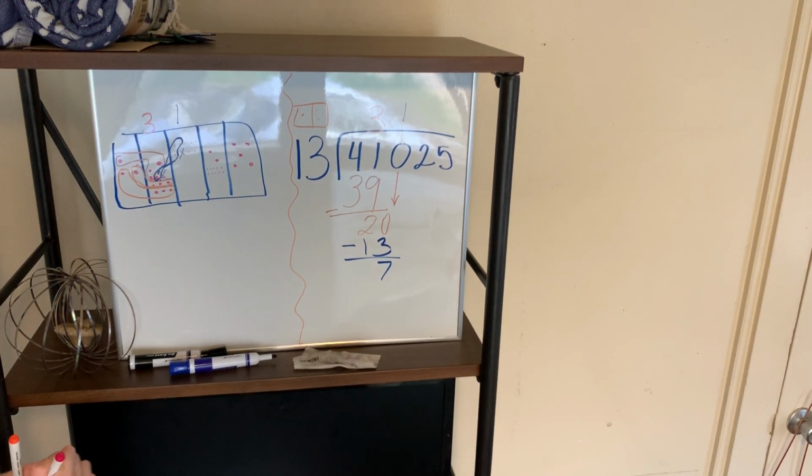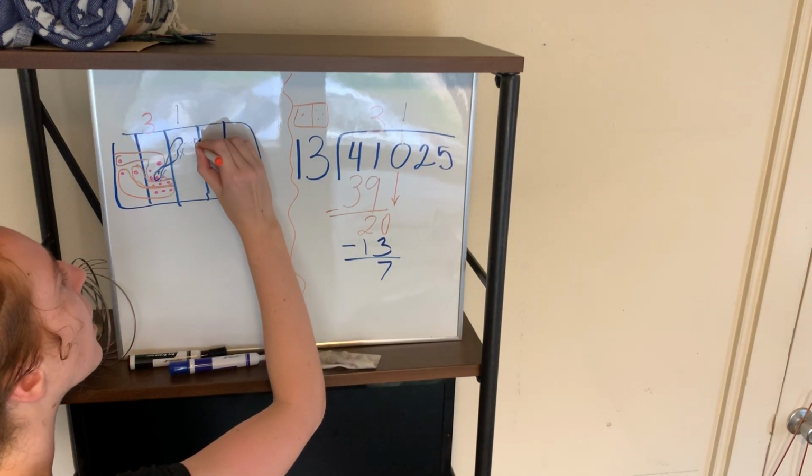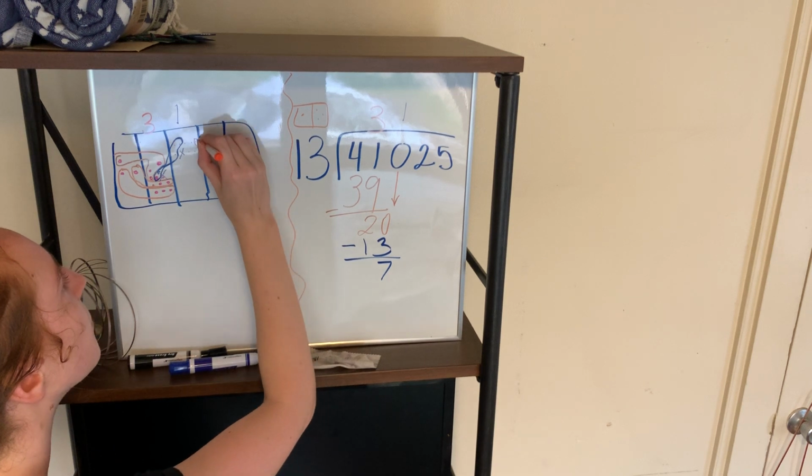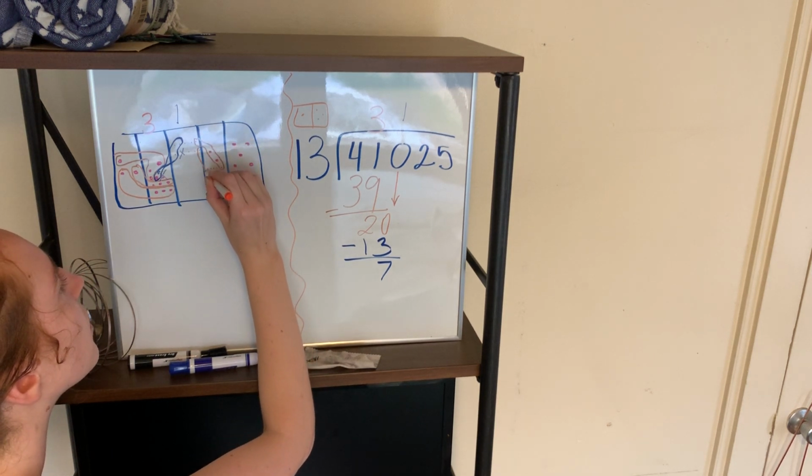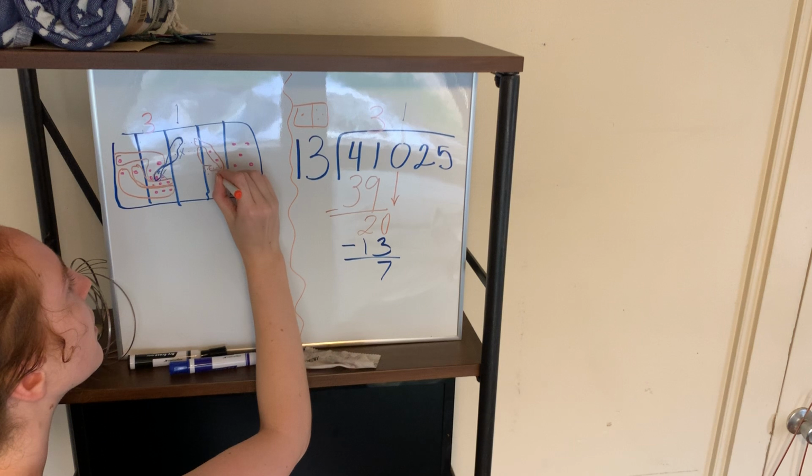Now I can at least start circling off groups of 13. So here's a 1, and then I'll circle 3 from the next column. 1, and I'll circle 3 from that column.